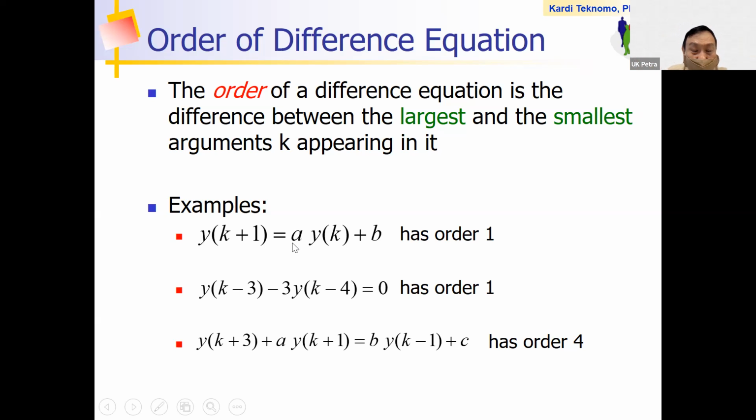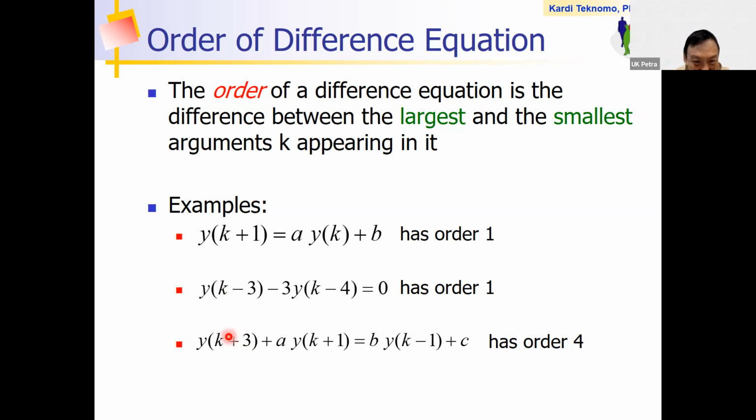y_{k+1} equal to a times y_k plus b. Okay, a is a constant, b is a constant. So what is the order? Look at this. The highest is y_{k+1}, the lowest is y_k. So (k+1) minus k is 1. Next: y_{k-3} minus 3 y_{k-4} equals 0. So what is the highest? k minus 3. What is the lowest? k minus 4. So (k-3) minus (k-4) is 1.